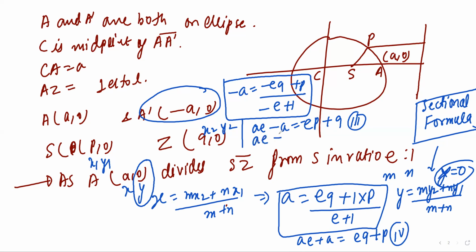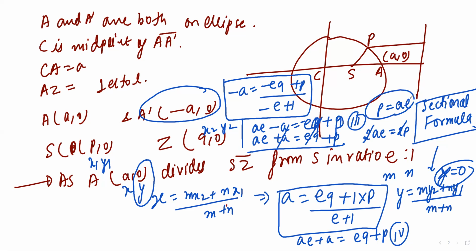I will write here ae plus a equal to eq plus p. After adding, this will get cancelled. So what we are obtaining, 2ae is equal to 2 times p. So the 2 gets cancelled, p is equal to ae. Now put this p value in the fourth equation. So we'll get ae plus a is equal to eq plus p, where p is ae. So this and this will get cancelled. So q is nothing but a upon e, right? So right up to this point, then I will tell you the next part.